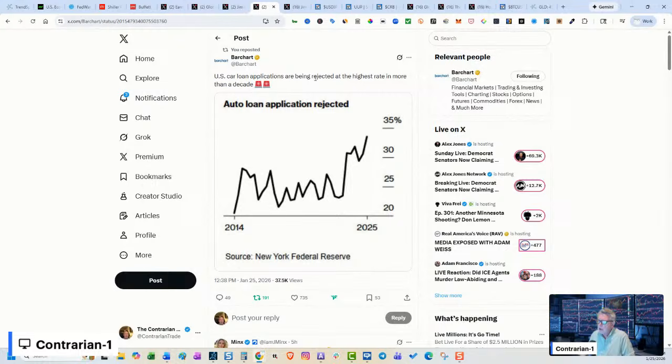U.S. car loan applications are being rejected at the highest rate in more than a decade. Why does this matter? This is liquidity. I always talk about this. The mother's milk of any business is liquidity. If you run a small business and you lose access to financing, you are out. So when we talk about yields rising or the Japanese yen carry trade fading away, that means liquidity is being pulled from the stock market and stocks go down. That's what you're seeing tonight. The yen carry trade is being pulled away.